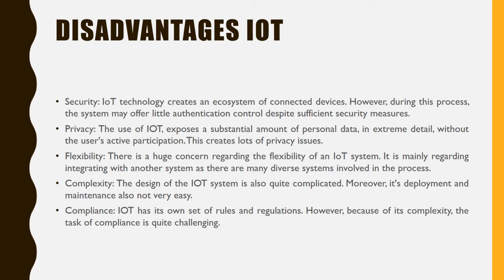Then compliance. Compliance means following the rules and regulations of various organizations, which is quite difficult in the case of IoT, because some countries' rules and regulations may get violated, and some privacy and confidentiality issues may arise due to the technology, which may be challenging in terms of law.